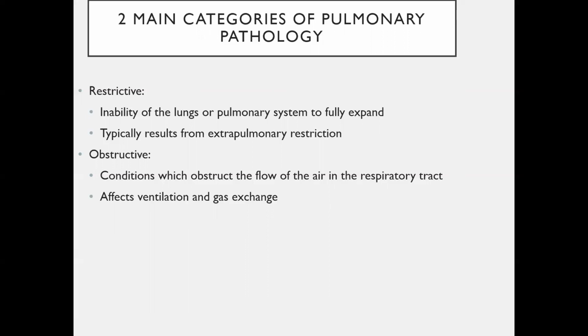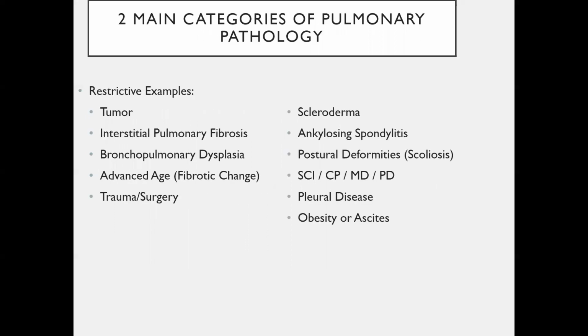Restrictive, in the heart or the lungs, is the inability for the system to fully expand and/or return to its original shape, right? It typically occurs from extrapulmonary restrictions, so outside the lungs, or in the lungs. With the heart, it can be outside the heart or the heart muscles themselves. Obstructive means blockage, right? It can also be ischemic in the heart. So obstructive is a condition which obstructs the flow of air in the respiratory tract. Having a ton of pollen could cause that. There's all kinds of reasons that could cause that obstructive problem.